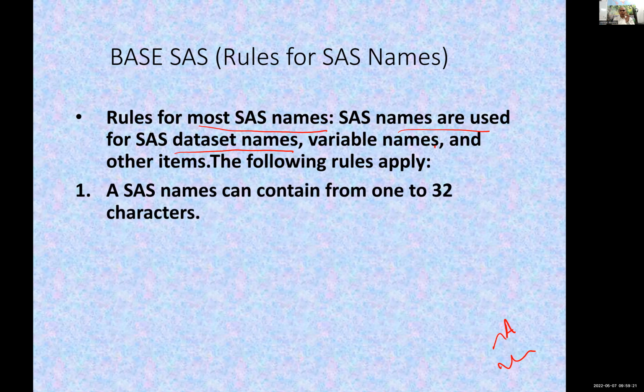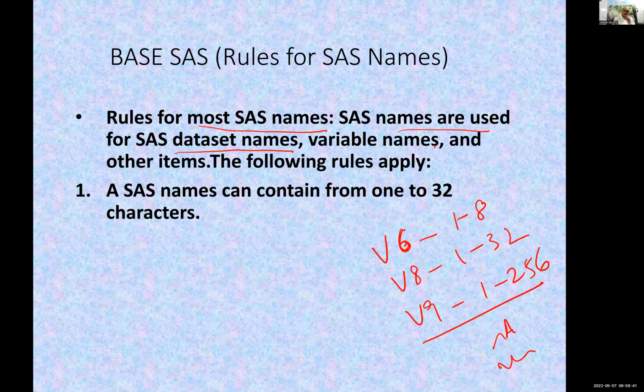What are the rules? SAS names can contain 1 to 32 characters. Here you need to write it down. Version 6, 1 to 8 characters. Version 8, 1 to 32 characters. Version 9, 1 to 256 characters. Now we are working with version 9, so you need to make sure it is 1 to 256 characters. Why did I not change it? If I change it, I can explain: version 6, this much, version 8, this much, version 9, this much.